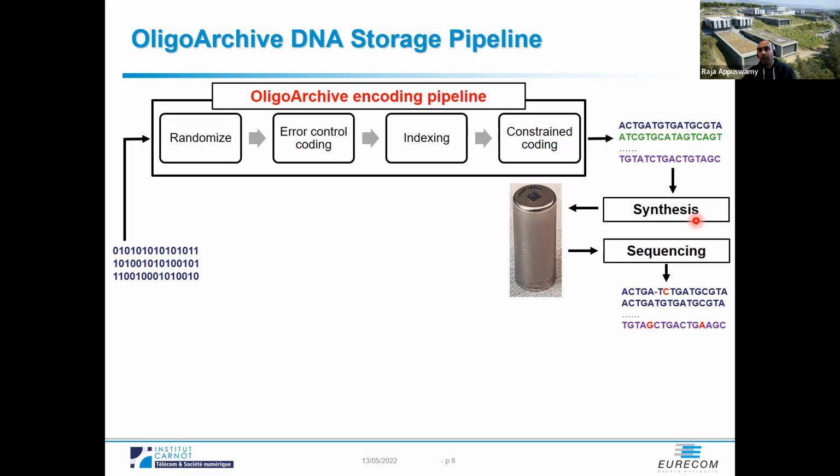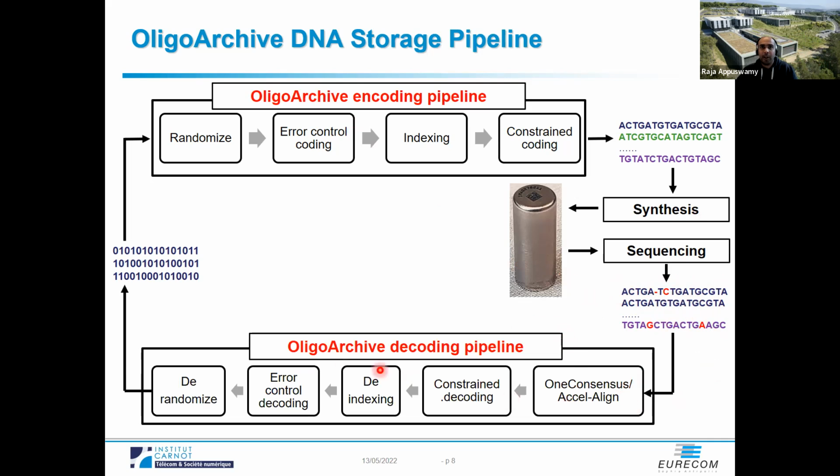And when you need the data back, then you do sequencing. As I told you, you get back these strings, noisy copies, which are called reads. You get noisy copies of the original string. From there, we have a full decoding pipeline. And the two key things in the decoding pipeline I want to mention here are, one, consensus, which is a consensus procedure that we developed last year.